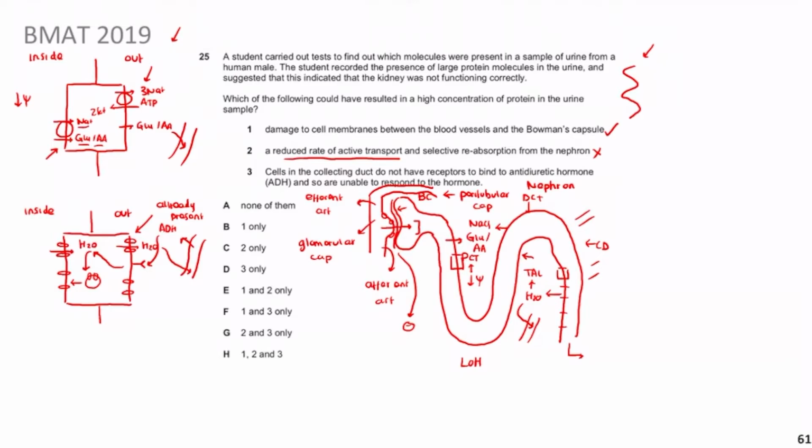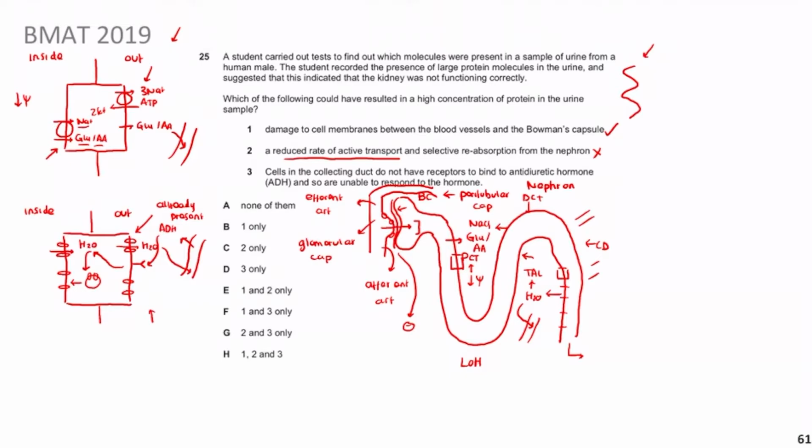And it says cells in the collecting duct do not have receptors to bind to ADH and so are unable to respond to this hormone. So if the cells in the collecting duct, that's what we're talking about here, can't bind ADH, that means you can't reabsorb the water, so the water stays inside the tube. And if that stays inside the tube, that would act to dilute again, isn't it, the protein concentration.